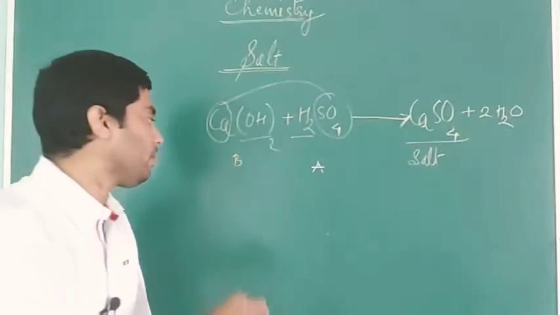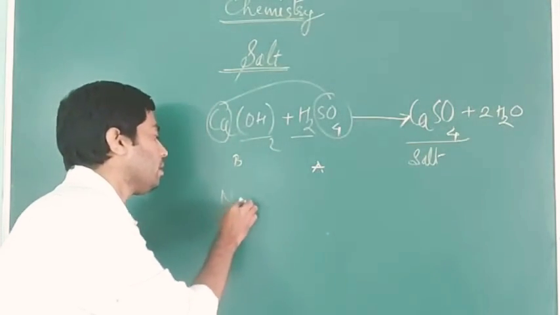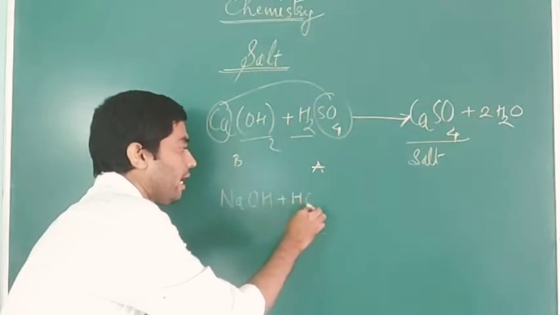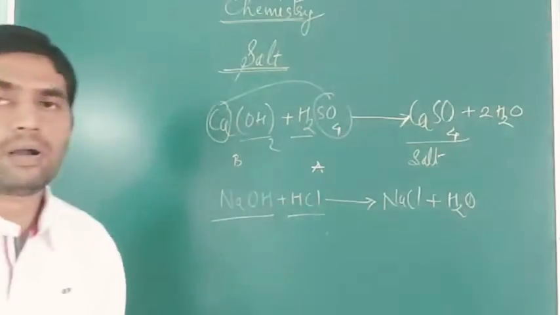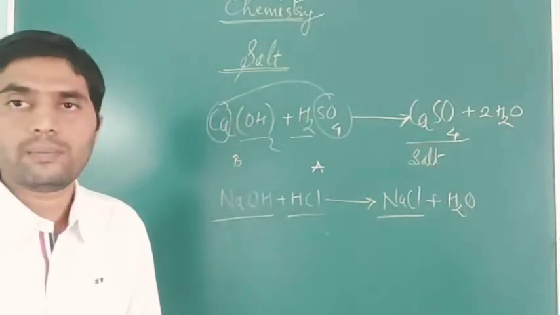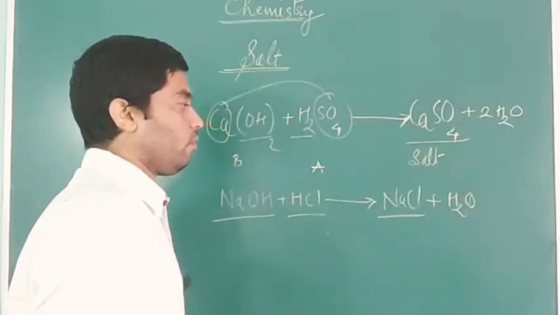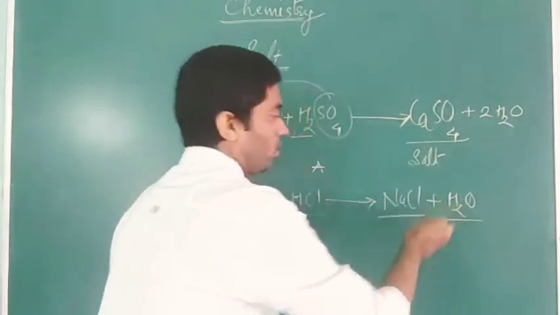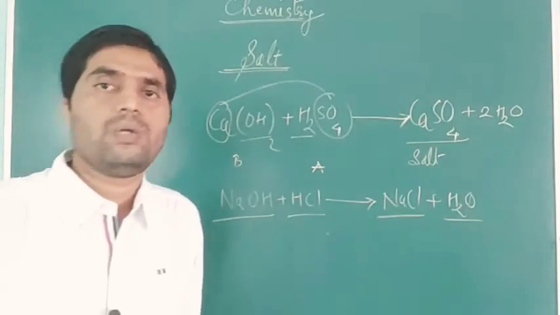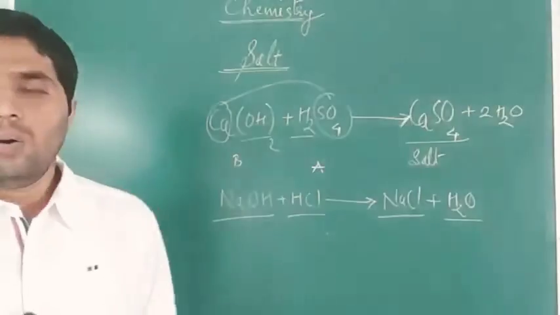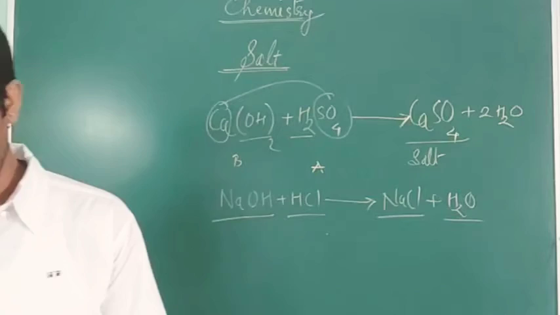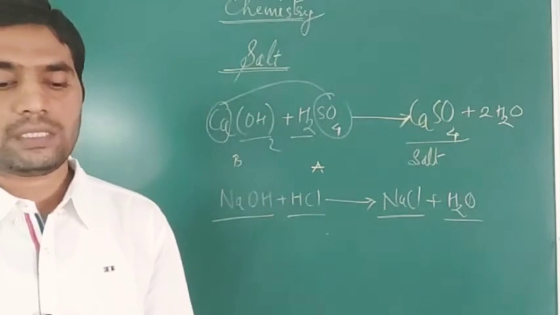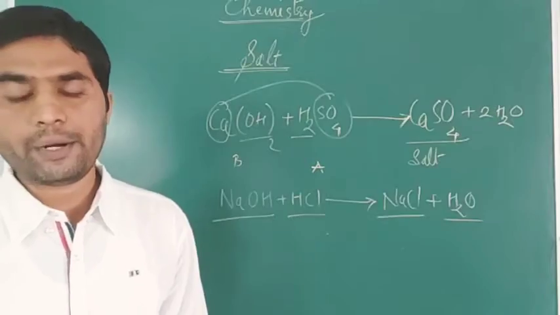Take another familiar example: sodium hydroxide plus hydrochloric acid. NaOH, a strong base, plus HCl, a strong acid, gives sodium chloride NaCl, which we use in our food, table salt, and water. Acid and base react together to give salt and water. A neutralization reaction involving the complete or partial neutralization of an acid by a base gives the formation of salt. We can call this an electrovalent or ionic compound.